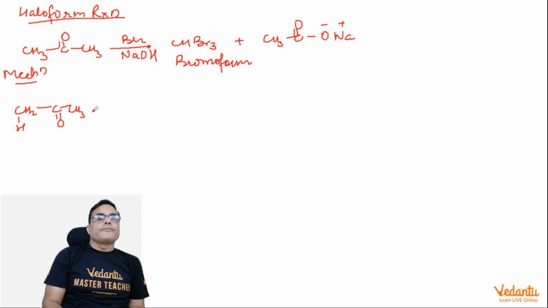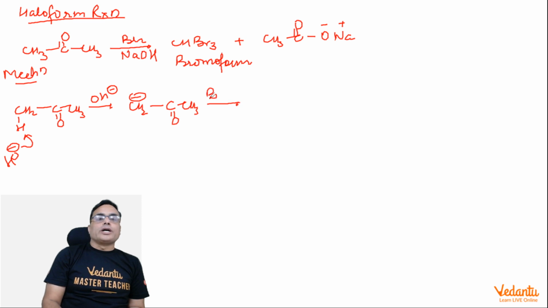In first step basically this base takes away this H plus. Suppose this OH minus is taking away this H plus, so it forms carbanion. This carbanion attacks on Br2, right? It attacks on Br2 in a fast step. This was a slow step. Now it's a fast step. And when Br2 comes here, it becomes alpha bromo acetone, right?